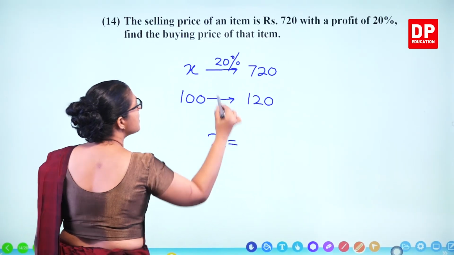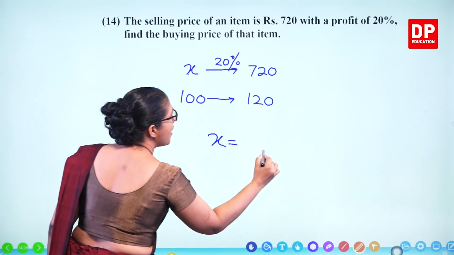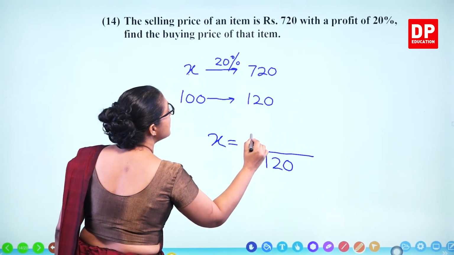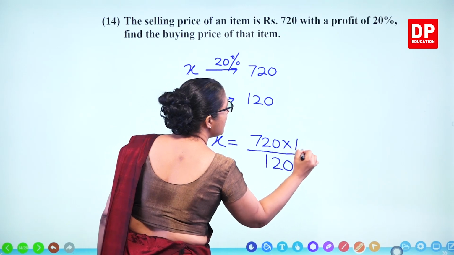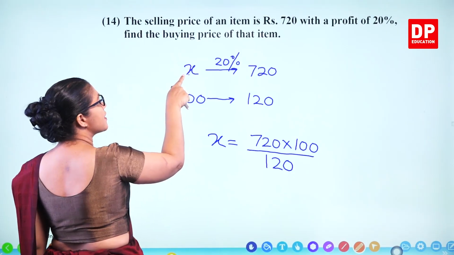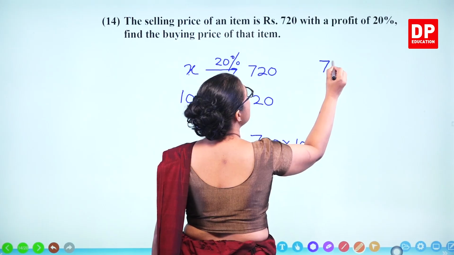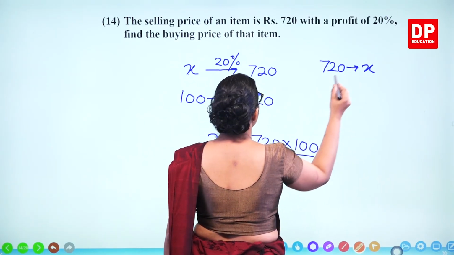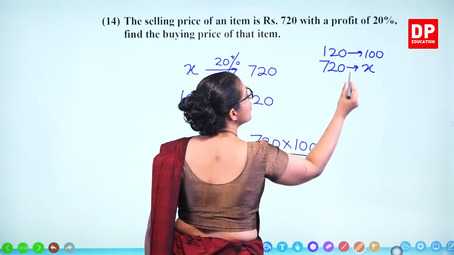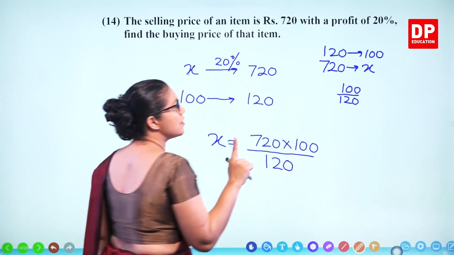So X becomes what? 120 in the denominator. You have to divide by 120, 720 multiplied by 100. So here you need to multiply now. You need X, so you have to take the other way around. If 720 is X, 120 is 100. So if you are doing this, 100 divided by 120 is the coefficient that you need.